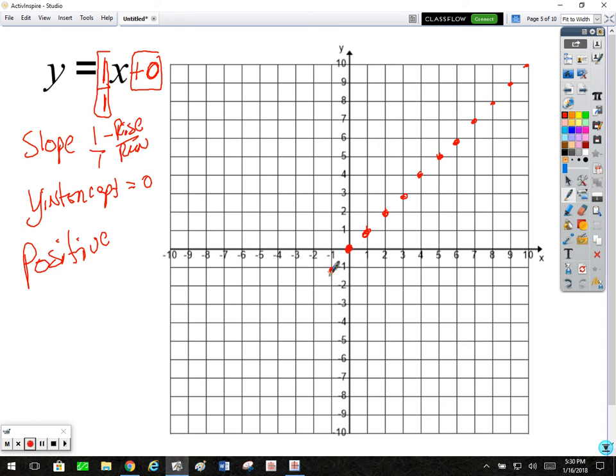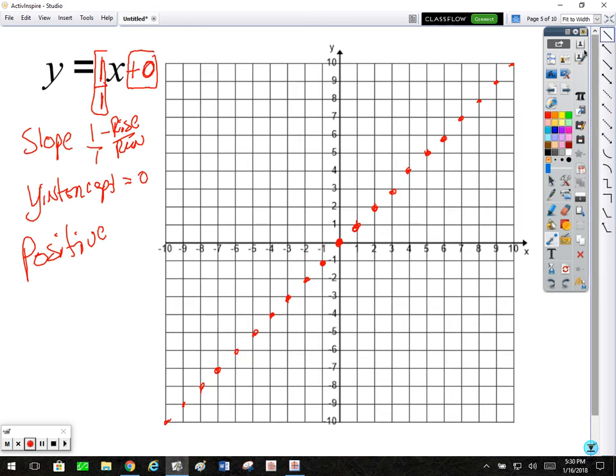So down 1, left 1, and we follow that same pattern all the way across until we get every dot that we can put on the coordinate plane there, and then we're going to connect it with our line. Okay, so this is the equation of a line that passes through the origin. Y equals x is my equation that passes through the origin. Okay, all right, let's see what we have now.